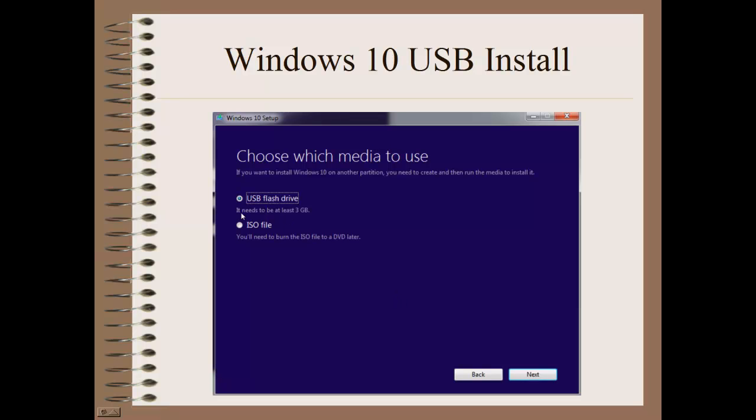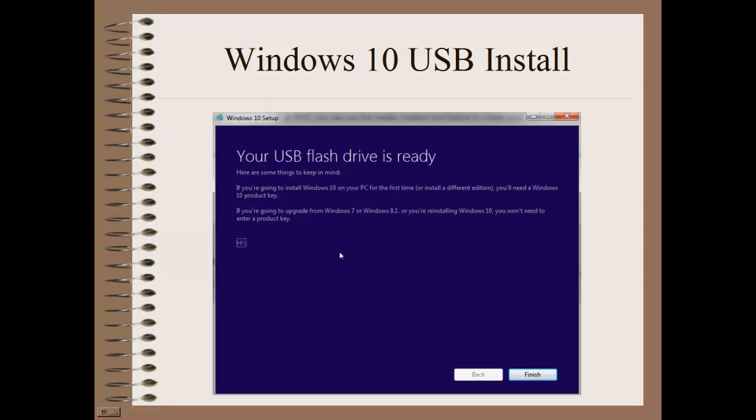It says here you're going to need at least a 3 GB USB drive. I've found that this installation is almost 4 gigs, so you're going to need at least a 4 gig. It's just a little bit less than 4 gigs. So if you don't have a 4 gig, you'll probably run out of room. Click next. Downloading Windows 10. You can see the progress I'm showing here is already 25%. This only takes a few minutes to download the files and get your USB drive ready. Once that's finished, you'll get your USB flash drive is ready.